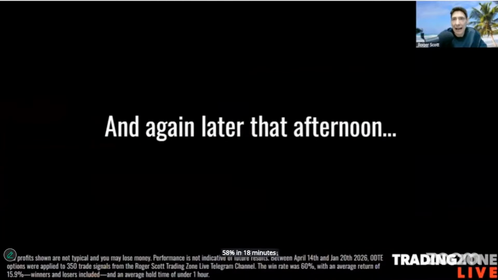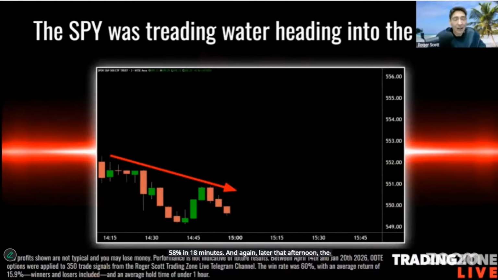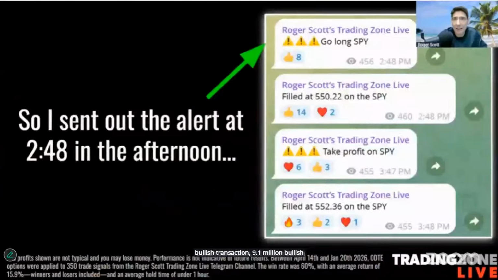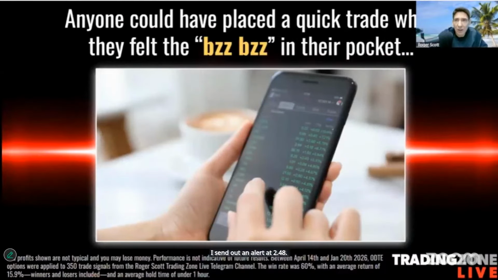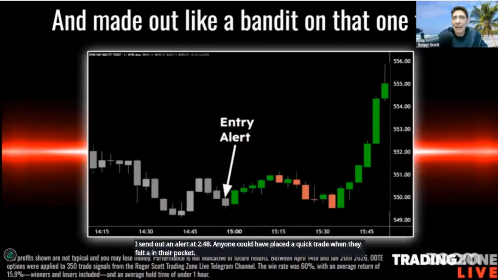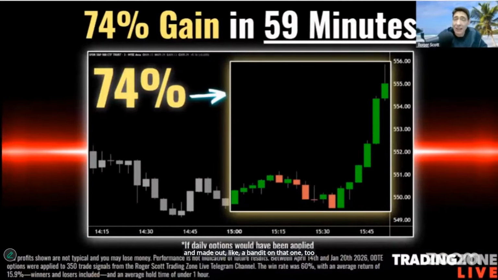And again, later that afternoon, the SPY was treading water heading into the close. But at 2:48, 9.1 million bullish transactions hit the tape. I sent out an alert at 2:48. Anyone could have placed a quick trade when they felt a bzz, bzz, bzz in their pocket and made out like a bandit on that one too. That's a 74% gain in 59 minutes.